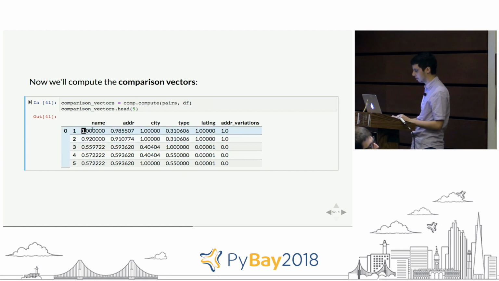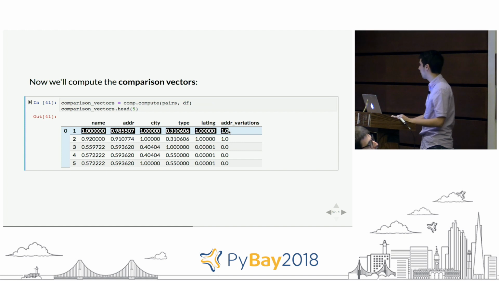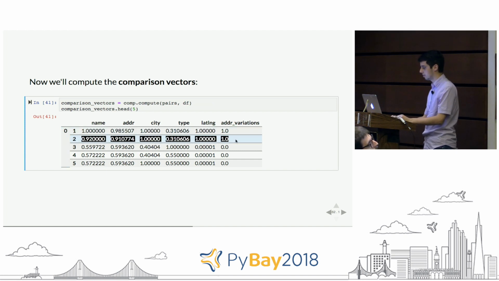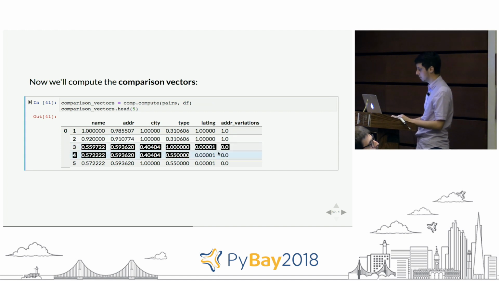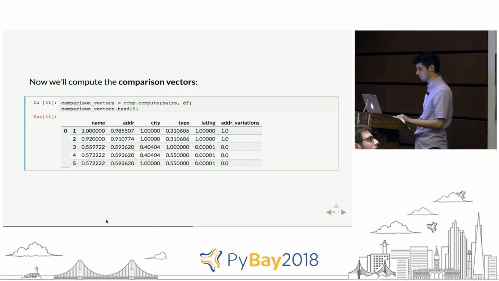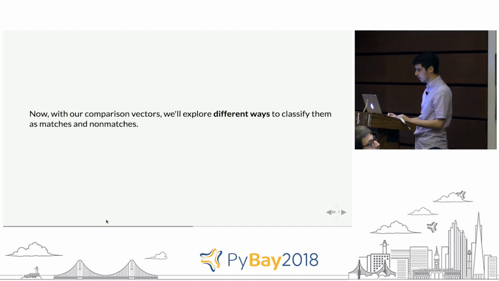0 and 1 have these values, pretty high values, except for on type. 0 and 2 have these values here, again, pretty high values. 0 and 3 have these other ones. So we can see here that perhaps 0 and 1 and 0 and 2 are matches. Okay, now with our comparison vectors, we explore different ways to classify them as matches and non-matches.